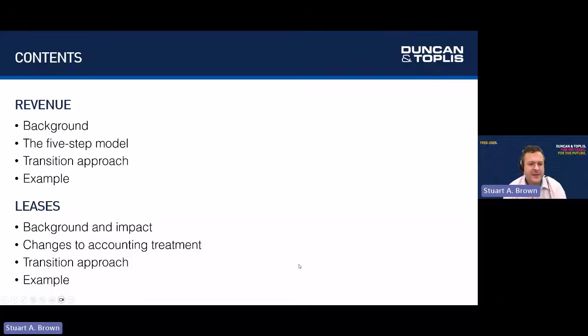So I'll start by looking at revenue. This is one of the big areas. There are two main areas of the changes, but there are a number of others as well, which are all still important. So I'll start with revenue. I'll look at the background, introduce this 5-step model approach to revenue recognition. We'll look at the transition from the current FRS 102 to the revised FRS 102, and also provide an example of the transition.